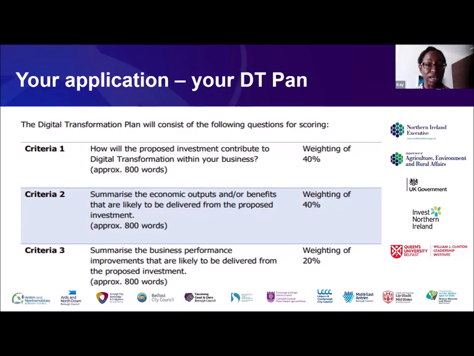The second criteria is for you to plainly demonstrate that this money is going to be put to very good use. What are the economic outputs, the benefits? We've talked about ROI. We've talked about potentially new sustainable employment, increasing efficiency, increasing profitability. So pick your key drivers for going through this digital transformation, and clearly outline them. For the third criteria, you want to summarise the improvements that you're expecting to see. Okay, so there are the three main criteria.